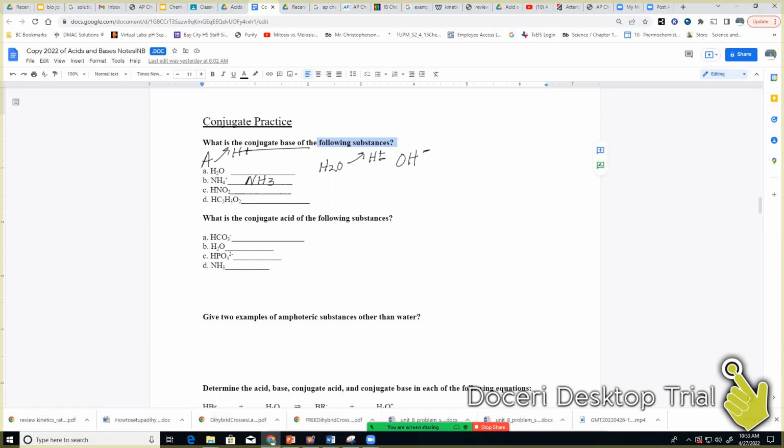All right, C is nitrous acid. So what would it become as a conjugate base? NO2, and would it have a charge or not? -1, exactly, because it gave away one positive particle. And my acetic acid would become, yeah, it's the acetate ion, exactly.